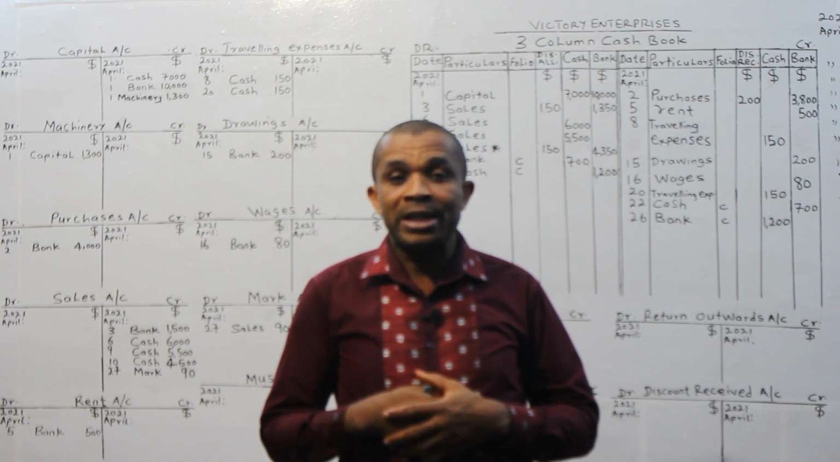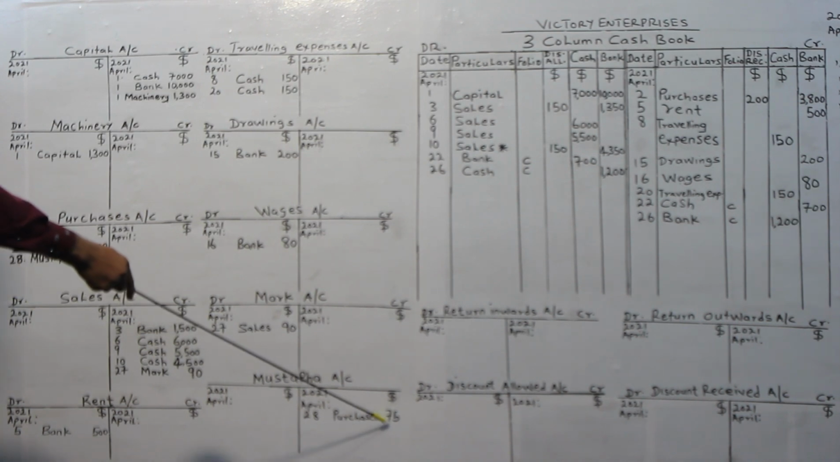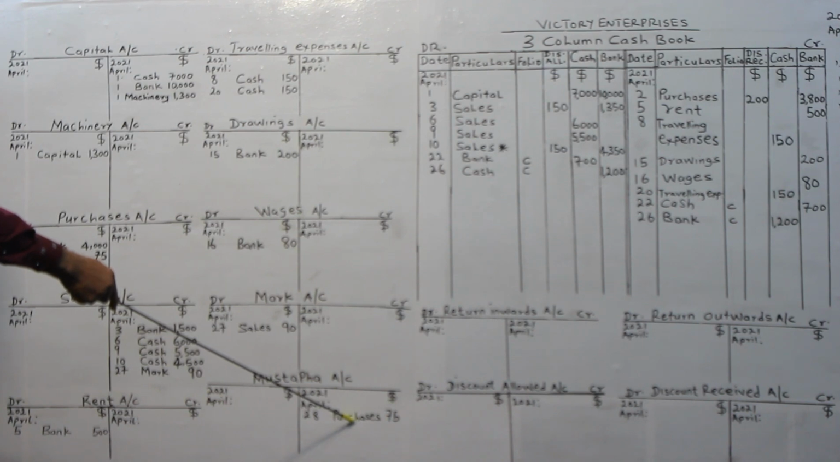No cash was paid, therefore, the cash book or the cashier will not be involved. The transaction here is to debit our purchase account for collecting the goods from Mustafa, while Mustafa's account that gave out the goods will be credited with purchases. So Mustafa account is credited on the 28th April 2021 for giving out goods of $75 to purchases account.